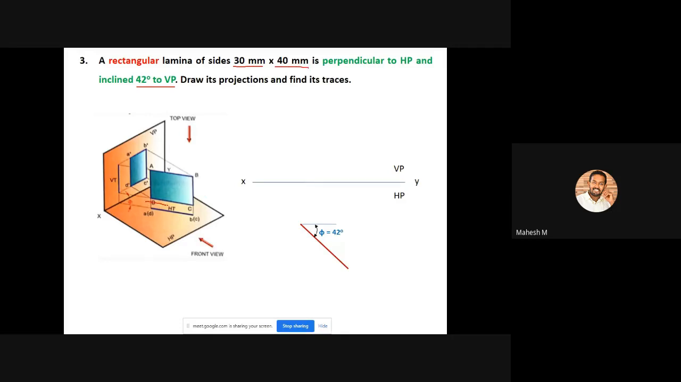So in this diagram, I think they have given it in breadth into height format, because this lengthy line will be 40 mm and this shortest line will have 30 mm. So this one is actually a 30 mm distance.